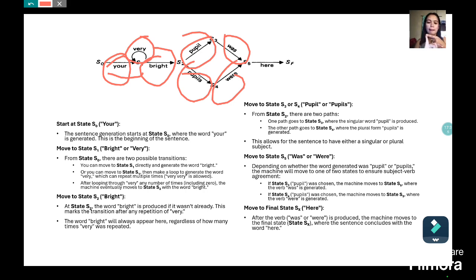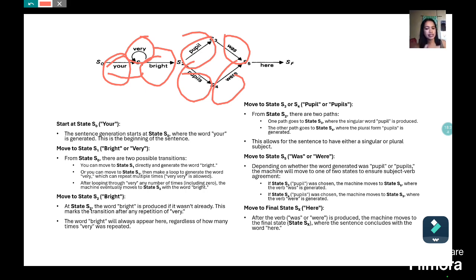Again, we're going to discuss the flow of this diagram. Here is the checkpoint or the beginning of the sentence. Moving to state 1, it can be "bright" or "very." So let's choose "very." Moving to state 2, "bright." So we build a sentence: "Your very bright." From state 0, move to state 1, move to state 2, "your very bright." Moving to state 3, "pupil" or "pupils." "Your very bright pupil" or "your very bright pupils."